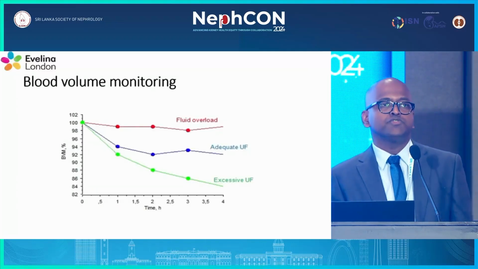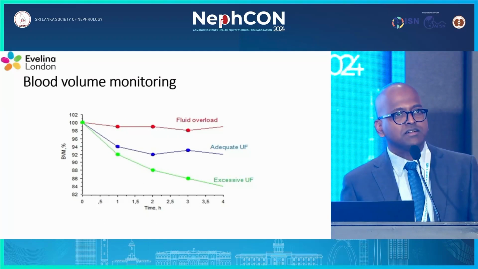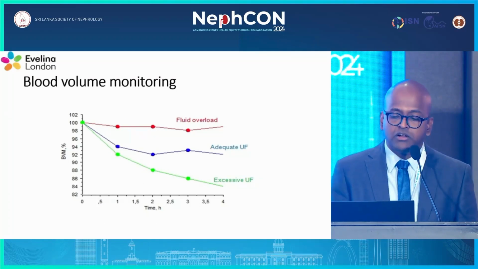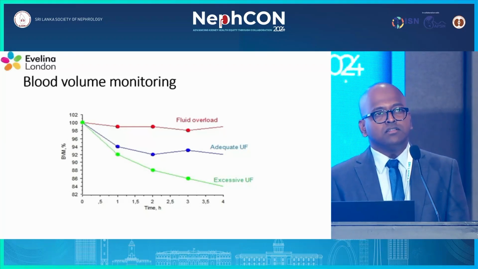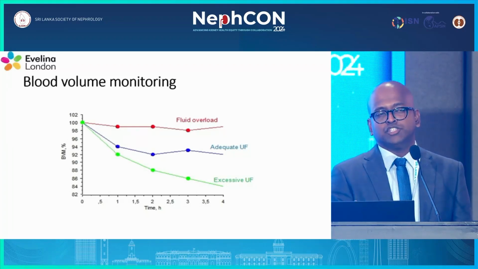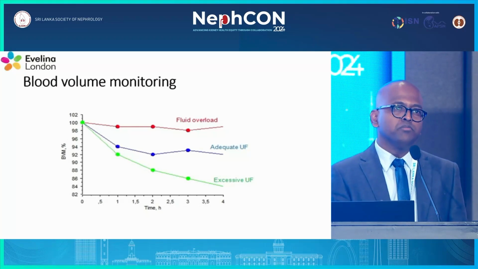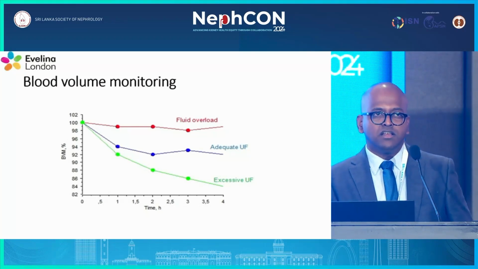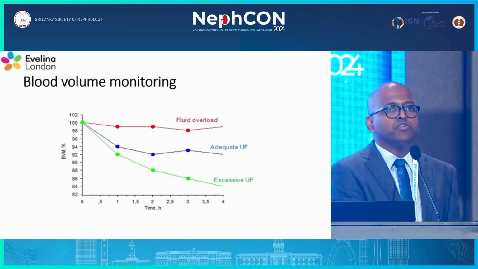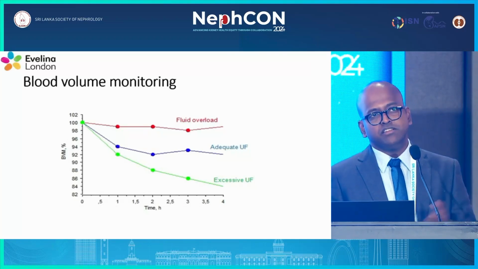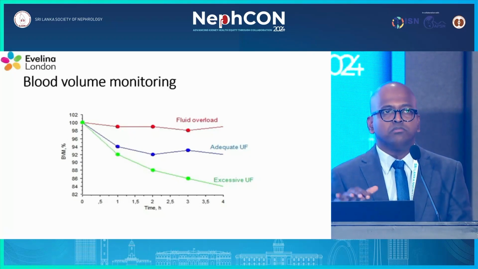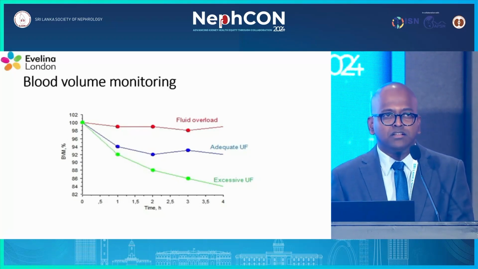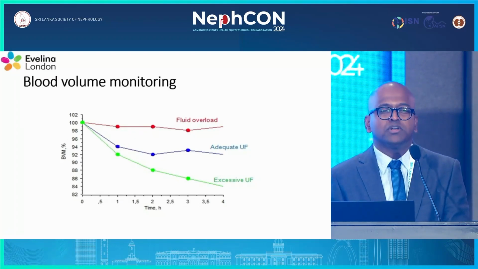So this is another useful tool: blood volume monitoring curves on our machines. If you see the green curve, that is showing you are removing the fluid more than the refill rates. It should match. You're removing the ultrafiltrate and it should match the refill rates. If you see the first one, if the child is fluid overloaded, the curve won't budge. It's like a plateau. But the ideal would be the adequate UF, the blue curve.